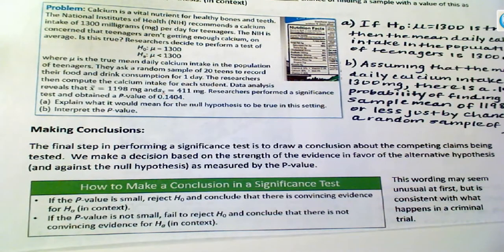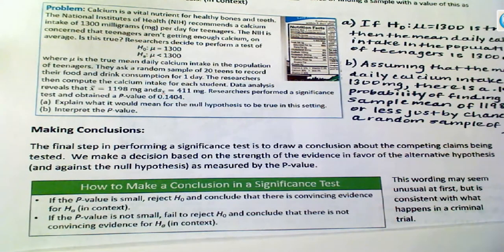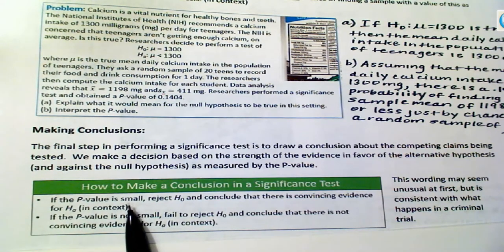There's a little thing that I learned in statistics that I say, and it's kind of weird, but you'll remember it. If the p is low, reject the H0. It kind of rhymes, so that's what I remember. If you have a small p-value, you reject the H0 and conclude that there's convincing evidence of the Ha. But if the p is not low, then you fail to reject the H0 and conclude there is not convincing evidence for the Ha.